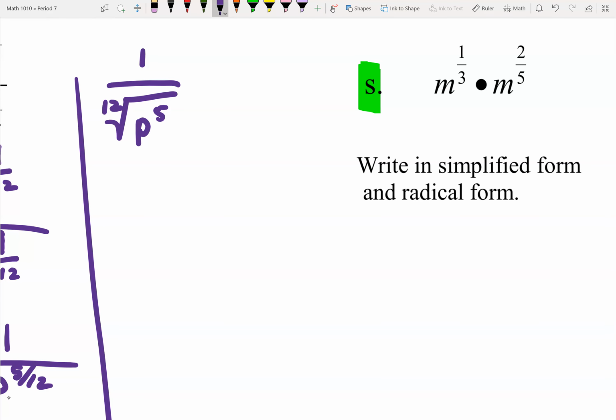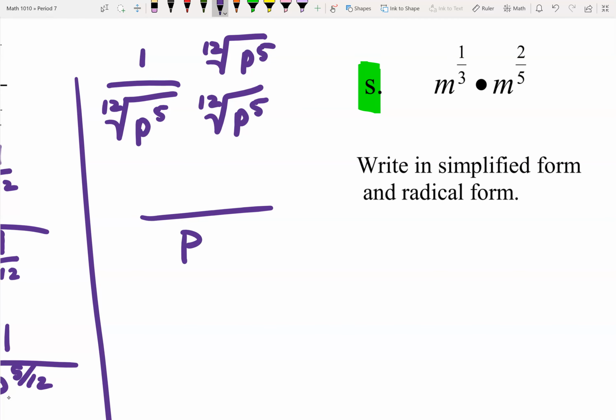I do not multiply top and bottom by the 12th root of p to the 5th and think that gives me a p on the bottom, because it doesn't. On the bottom, I would have the 12th root of p to the 10th. That's not a p. So if I have 5 p's and I need how many p's, everybody?